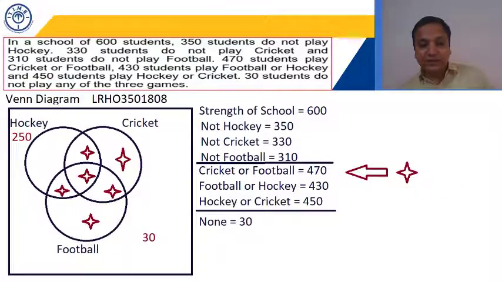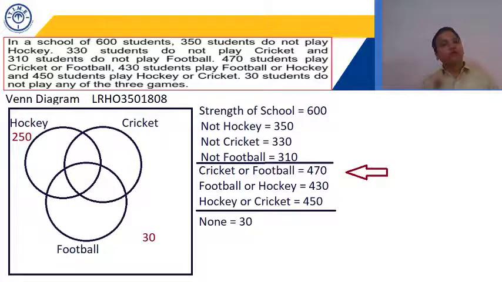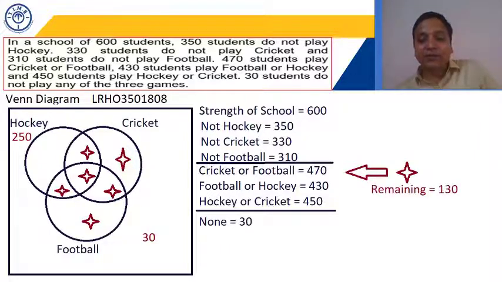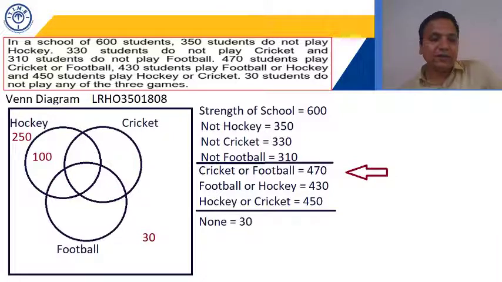I can repeat this once again. Just look at cricket or football. It is 470. So cricket or football is the six regions represented in the diagram through stars. There are total 8 regions. So out of these, which 2 regions are left? One is none, second is only hockey. Now the sum of these 6 regions is 470, total strength is 600. So remaining is 130. In this 130, none comes, which is 30. So remaining hockey comes out to be 100. So we place 100 in only hockey.